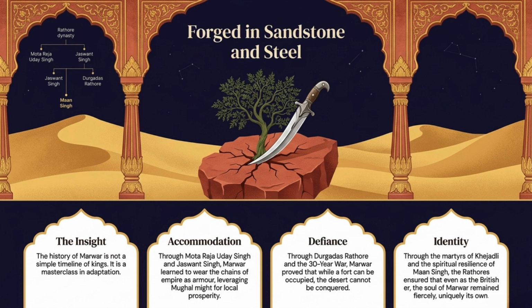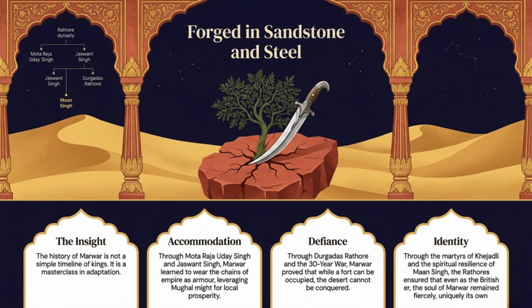Ultimately, Marwar was forged in sandstone and steel. The history of the Rathore dynasty is not merely a simple timeline of kings, it is a masterclass in adaptation. Through accommodation, rulers like Mota Raja Uday Singh and Jaswant Singh learned to wear the chains of empire as armor, leveraging Mughal might for local prosperity.